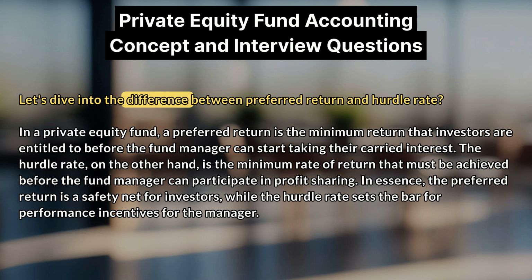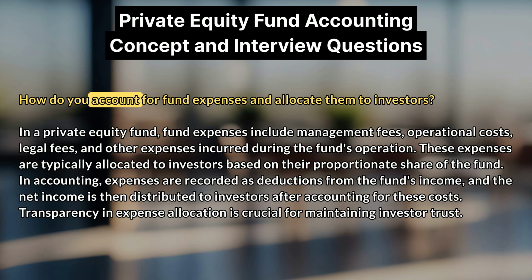Next, let's dive into the difference between preferred return and hurdle rate in a private equity fund. A preferred return is the minimum return that investors are entitled to before the fund manager can start taking their carried interest. The hurdle rate, on the other hand, is the minimum rate of return that must be achieved before the fund manager can participate in profit sharing. In essence, the preferred return is a safety net for investors, while the hurdle rate sets the bar for performance incentives for the manager.